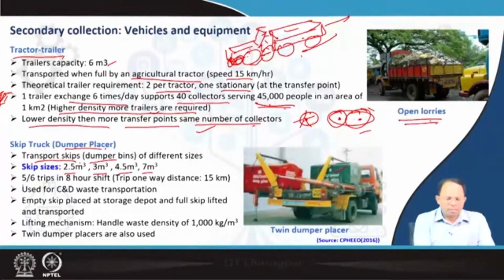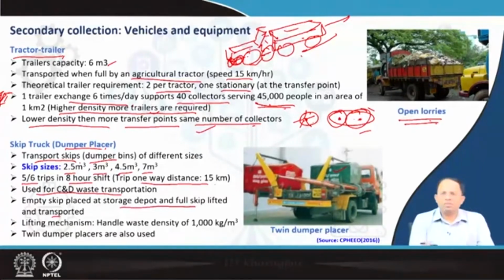Usually, this kind of truck can make 5 to 6 trips in 8-hour shifts, provided the one-way trip distance is around 15 kilometers. This could also be used for C&D waste transportation. The C&D waste could also be stored in this kind of containers and then transported. Empty skips are placed at the storage depot and full skips are lifted and transported.